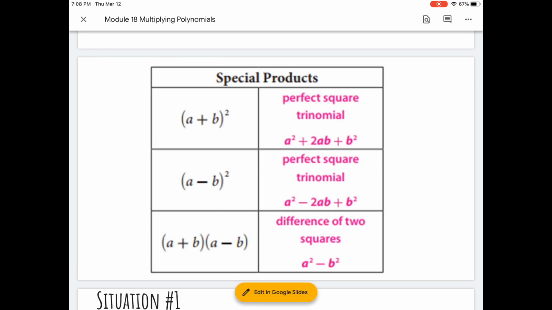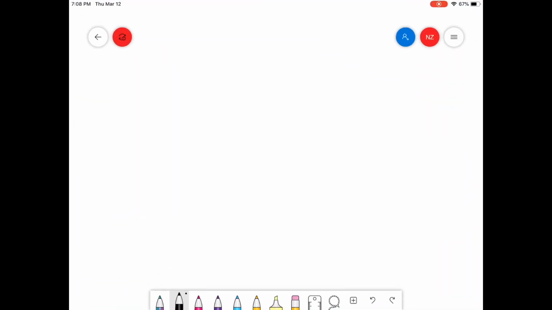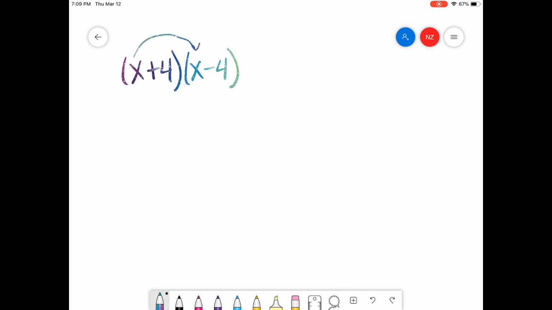Let's take a look at an example for when I have difference of two squares. So in our first example, let's take a look at something that says x plus 4 times x minus 4. So I know that this is going to be a difference of two squares situation because I have the same a and b values, then I have a plus and a minus, so they're different signs. If I FOIL this out like I know how to do before, I have x squared, and then I have minus 4x, and then plus 4x, and then minus 16. Okay, then when I combine like terms, something happens.